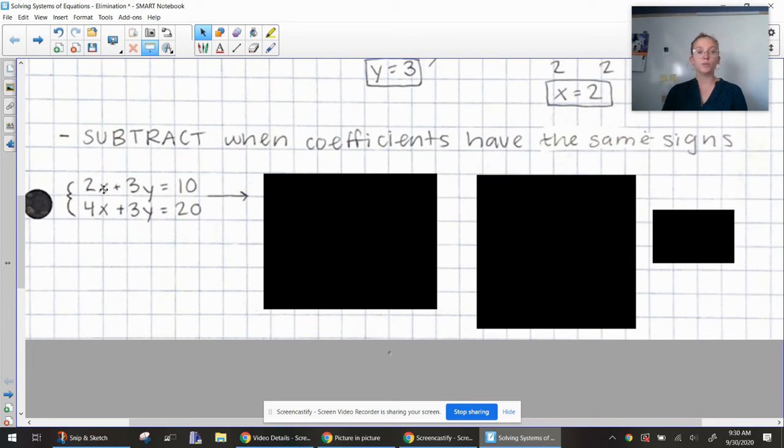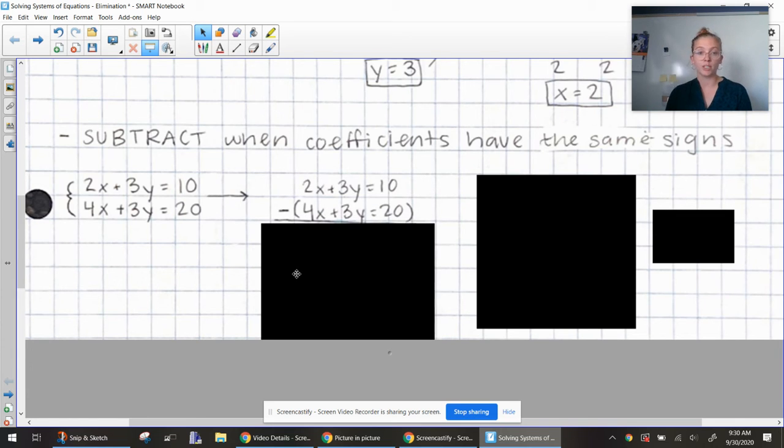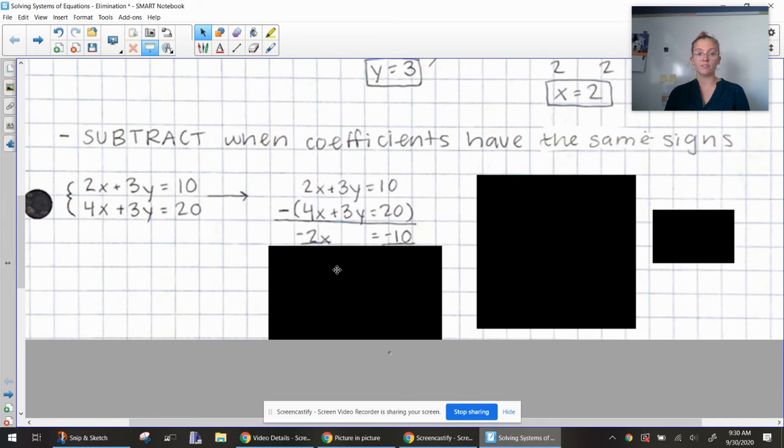So here, 2x plus 3y equals 10 and 4x plus 3y equals 20. Both y's have a coefficient of 3. Both are positive, so they have the same sign, which means we are going to subtract the two equations. So 2x plus 3y equals 10 minus 4x plus 3y equals 20. This means we're going to subtract our x's, our y's, and our constants. So 2x minus 4x is negative 2x. 3y minus 3y is 0, so we subtract out our y's. And 10 minus 20 is negative 10.